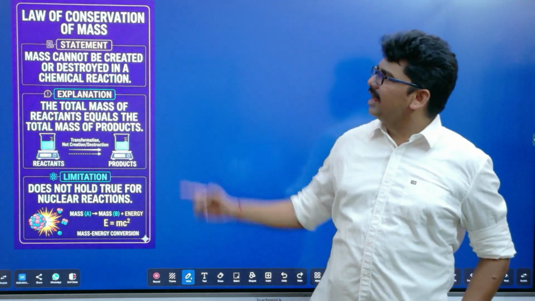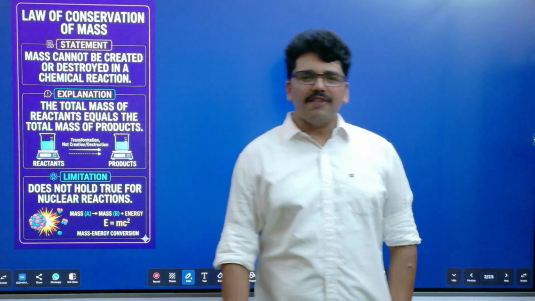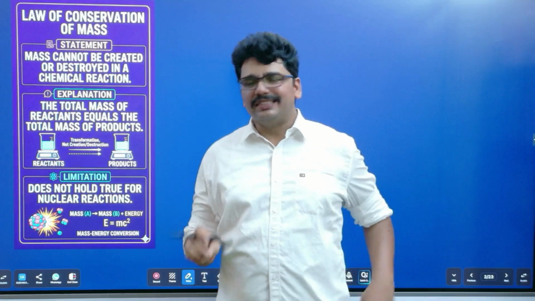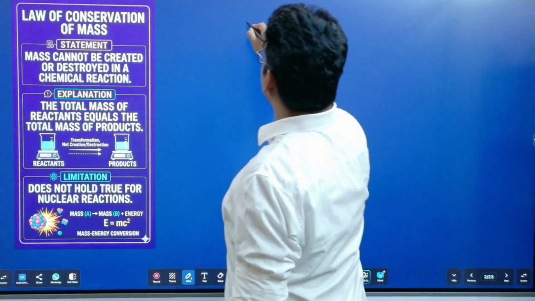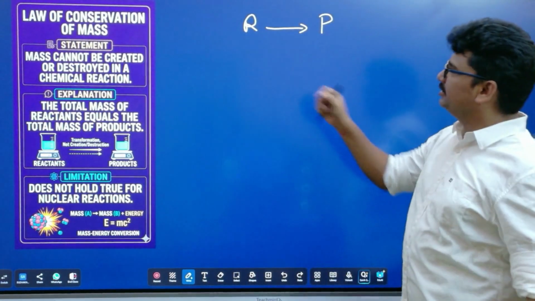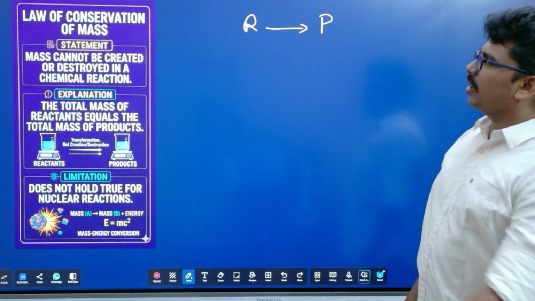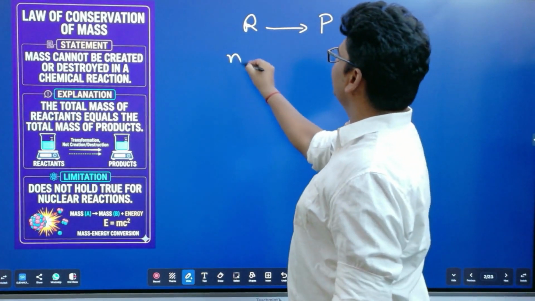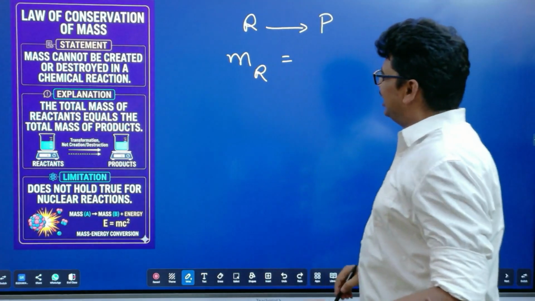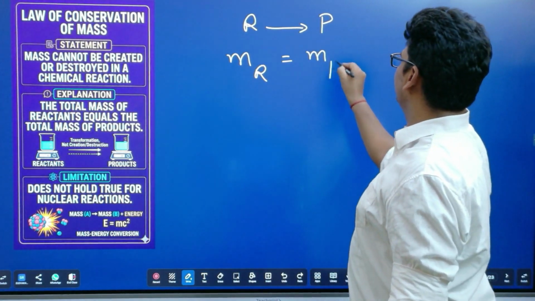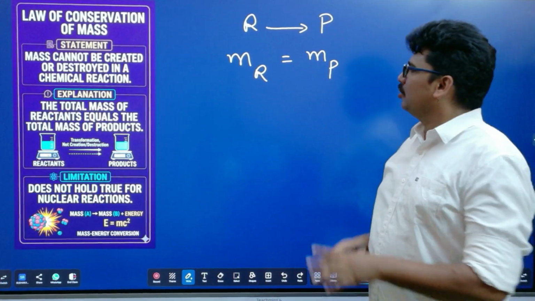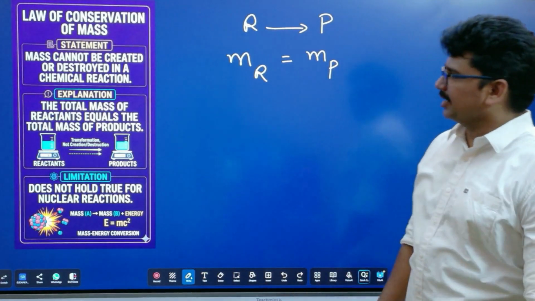Our first law is law of conservation of mass. So what is law of conservation of mass? Mass is neither created nor destroyed. In simple words, I am taking a reaction: R gives rise to products, where R is reactant and P is product. So according to law of conservation of mass, the total mass of the reactants before reaction is equal to total mass of the products. This is law of conservation of mass. Mass is neither created nor destroyed in any chemical reaction.